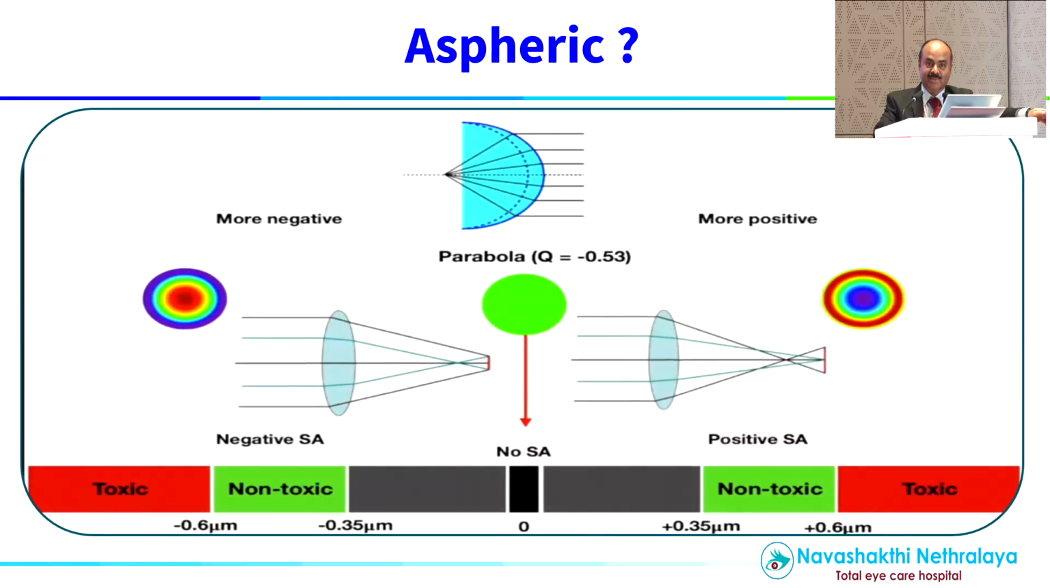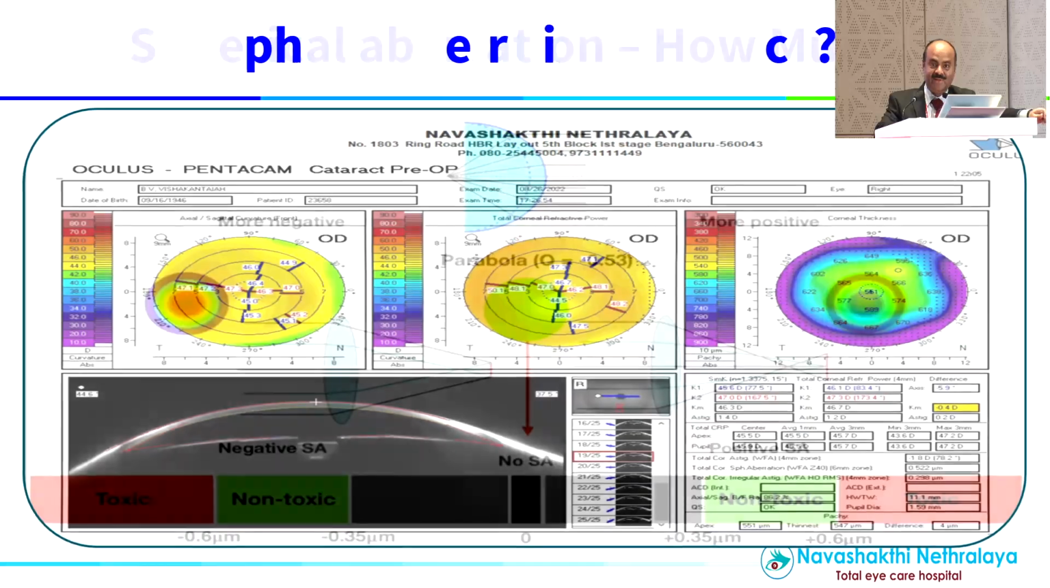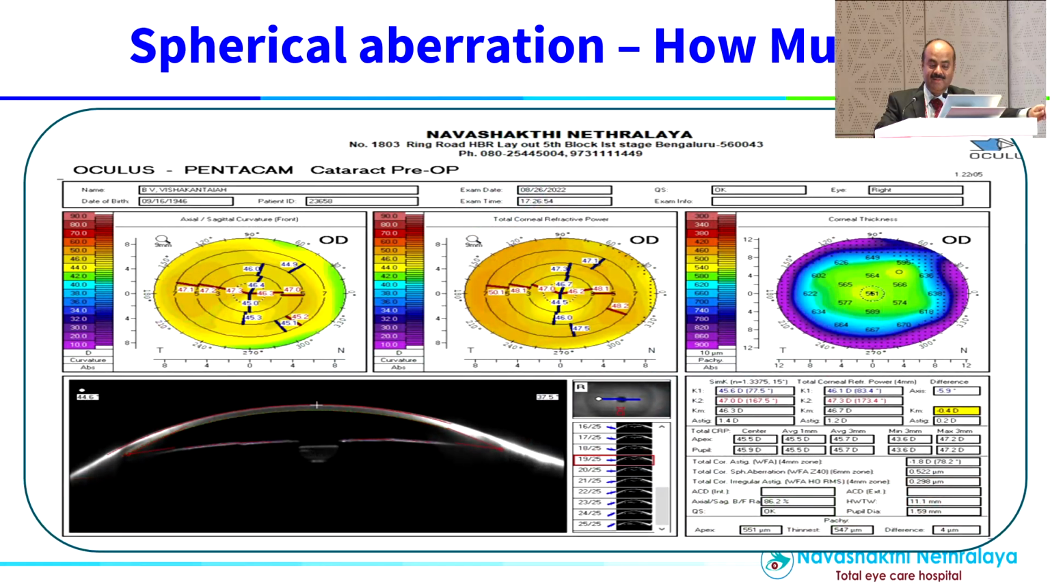This is a slide that took some time for Dr. Rohit to teach me. Now, what is a spherical aberration? What are we looking at? The eye is not a perfect sphere, right? So the eye is like a parabola. A parabola corresponds to around 0.53, whatever that reading is, 0.53 minus. This is what we take as zero spherical aberration.